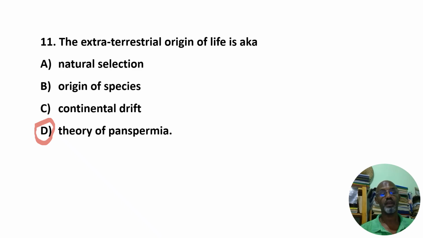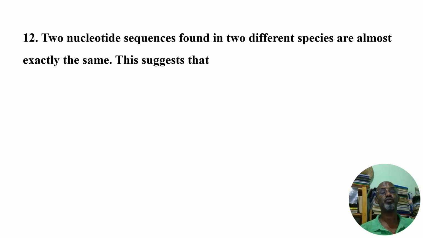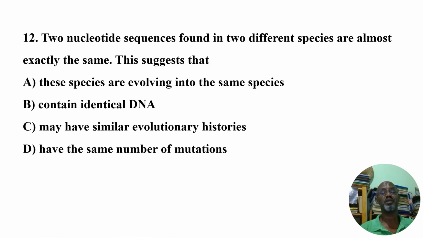The answer is D. Question number 12. Two nucleotide sequences found in two different species are almost exactly the same. This suggests that these species are evolving into the same species. B. Contain identical DNA. C. May have similar evolutionary histories. D. Have the same number of mutations.